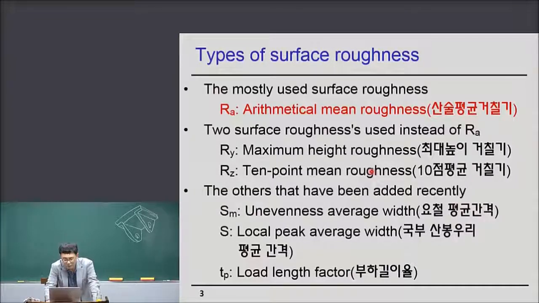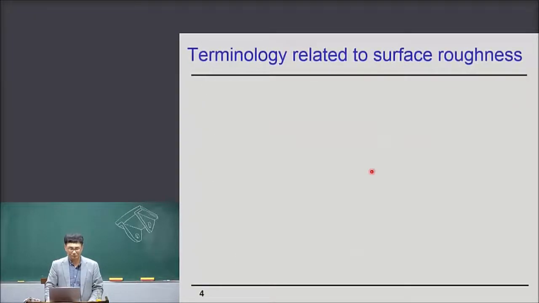Since I'm of the old generation, I didn't use any Sm or Tp, the newly defined surface roughness. But since you are the new generation engineers, maybe you are going to use one of these in later times. But for now, please refer to the other textbook. Anyway, it's true that Ra surface roughness is mostly used in the industry.